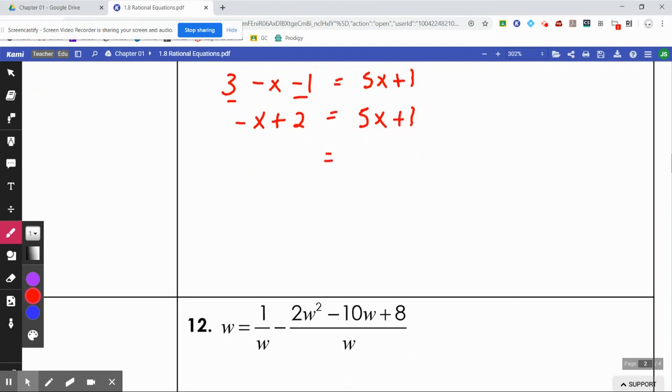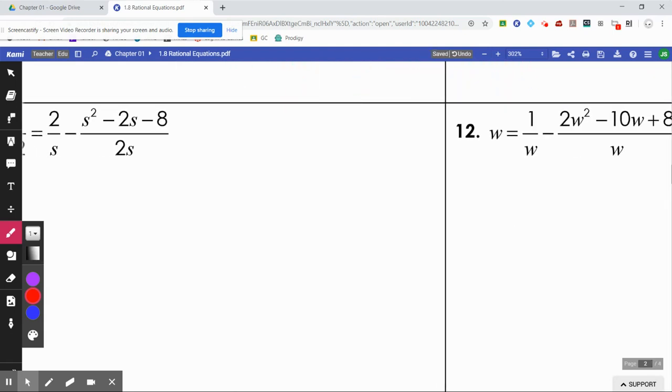Move your x's to the same side. Moving minus x gives you plus x, so that's 6x now. Subtracting 1 gives you 1. Divide by 6 gives you x equals 1/6. So probably both methods there would have been fairly easy to have used.